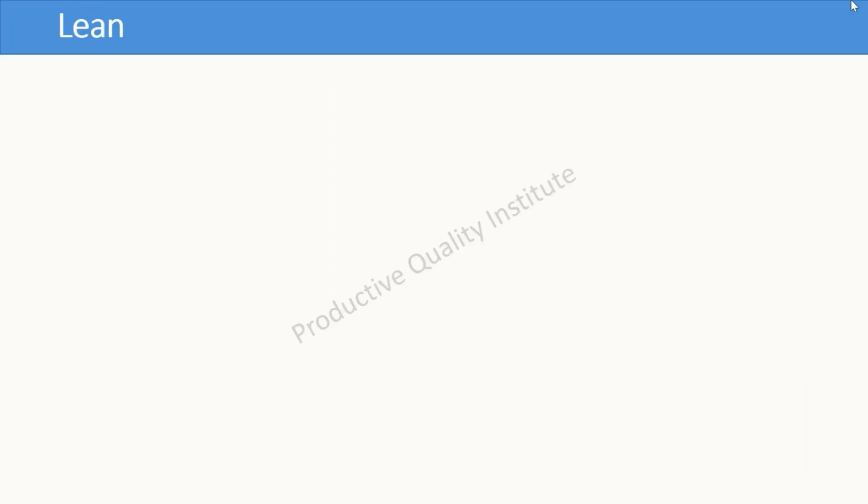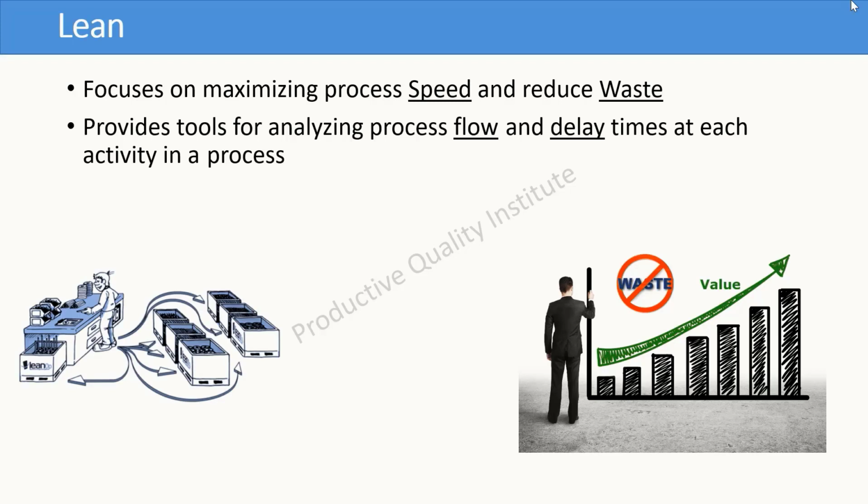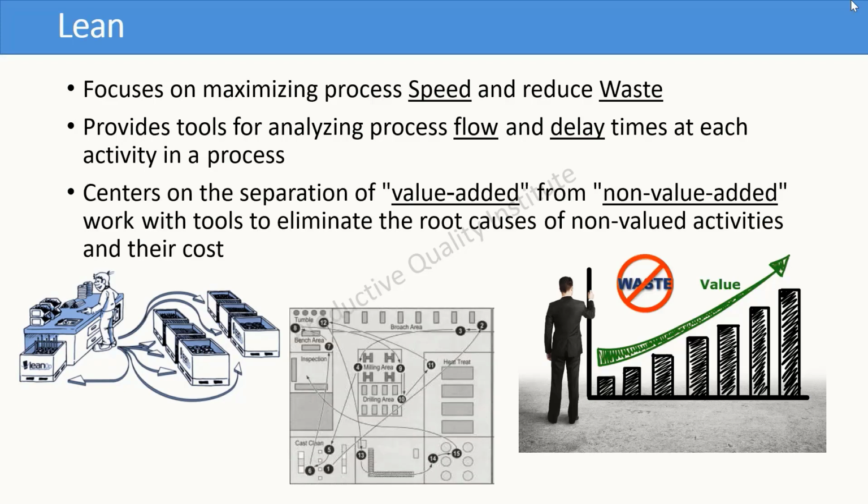What is Lean? It focuses on maximizing process speed and reducing waste. It provides tools for analyzing process flow and delay times at each activity in a process. It centers on the separation of value-added from non-value-added work, with tools to eliminate the root causes of non-valued activities and their cost.